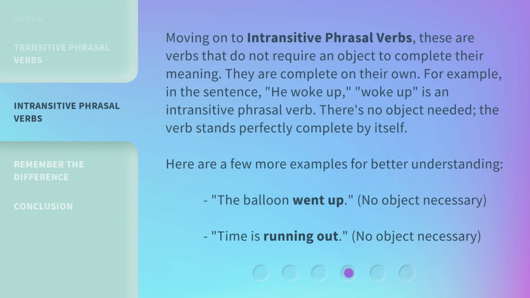Moving on to intransitive phrasal verbs, these are verbs that do not require an object to complete their meaning. They are complete on their own. For example, in the sentence, he woke up, woke up is an intransitive phrasal verb. There's no object needed. The verb stands perfectly complete by itself. Here are a few more examples for better understanding. The balloon went up. No object necessary. Time is running out. No object necessary.